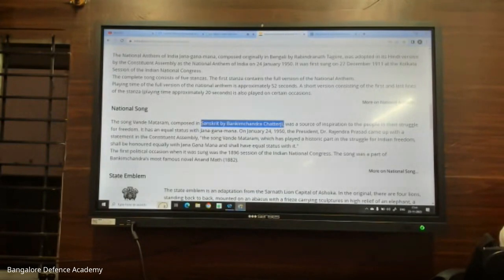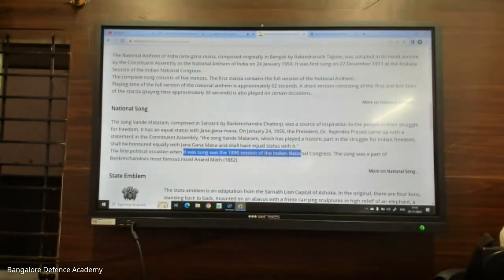Second important point. You just take it down. It was first sung. Take down this. Jaldi jaldi likhna. It was first sung in the 1896 session of the Indian National Congress. Sai Ganesh, can you see this screen properly? It was sung during the 1896 session of the Indian National Congress. Ho gaya sabika? Next.